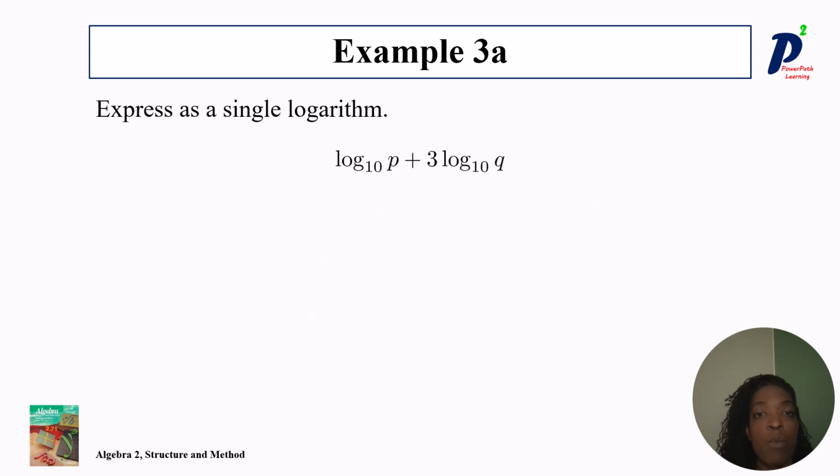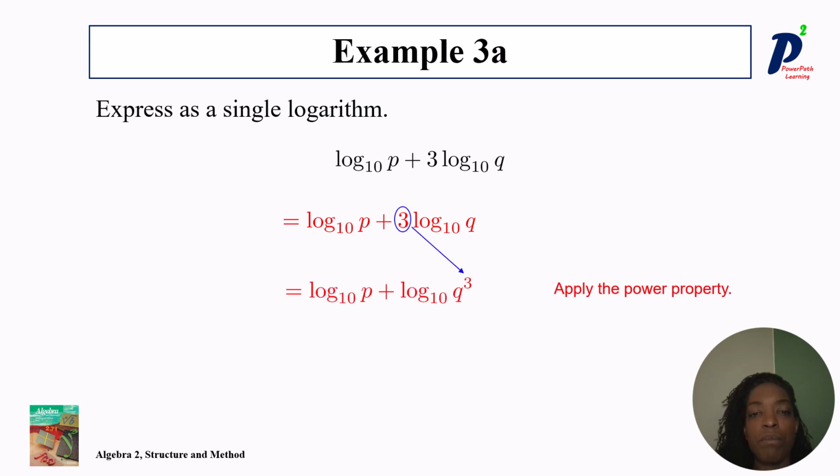In example 3a, we're asked to express this as a single logarithm. So now in this case, we're condensing instead of expanding. So I see the 3 as my coefficient in front of the log base 10 of q. I'm going to pull that up to the top as a power. Okay, now I see that I'm adding two logarithms, so I'm going to use the product property to bring them together. Our final answer is log base 10 of p q cubed.